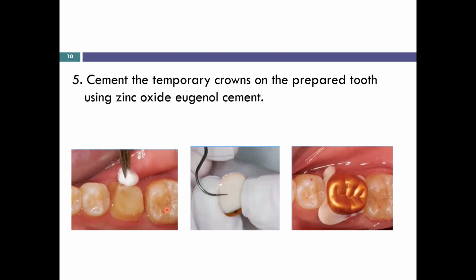We will take the crown again. We will apply Vaseline on the prepared tooth, and we will fill the crown with the relining material. We'll place the crown and ask the patient to bite again, so the excess material will come out. We will remove all the excess material, again finish the margin, and then place the crown and cement it with temporary cement.